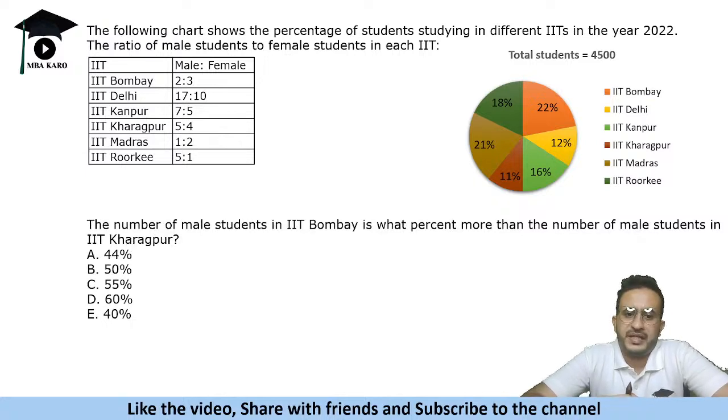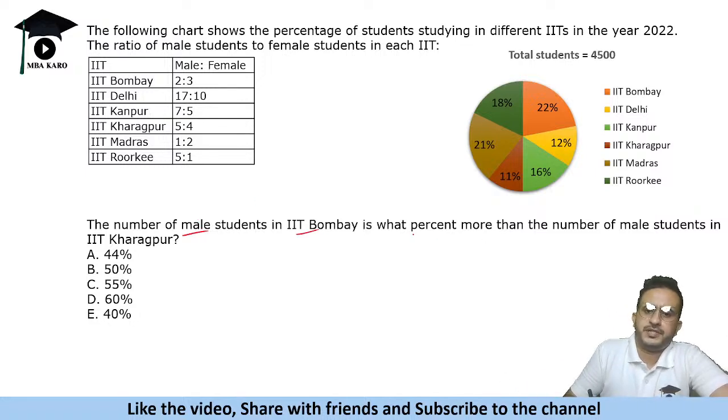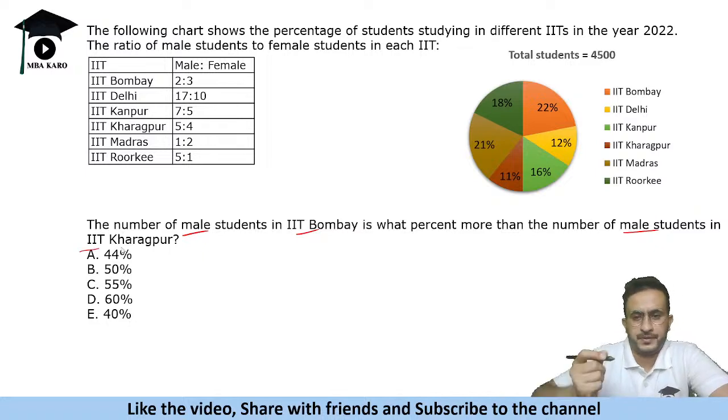The number of male students in IIT Bombay is what percentage more than the number of male students in IIT Kharagpur? Male students in IIT Bombay, what percent more than the number of male students in IIT Kharagpur?